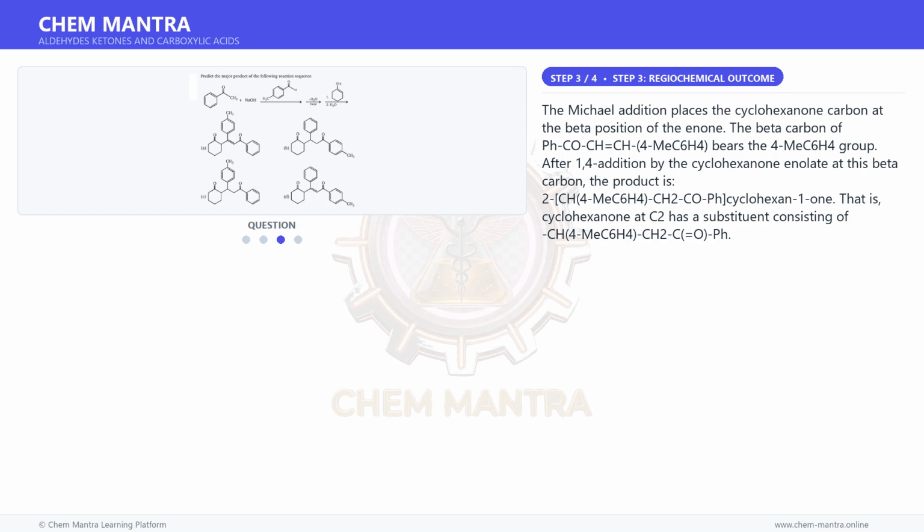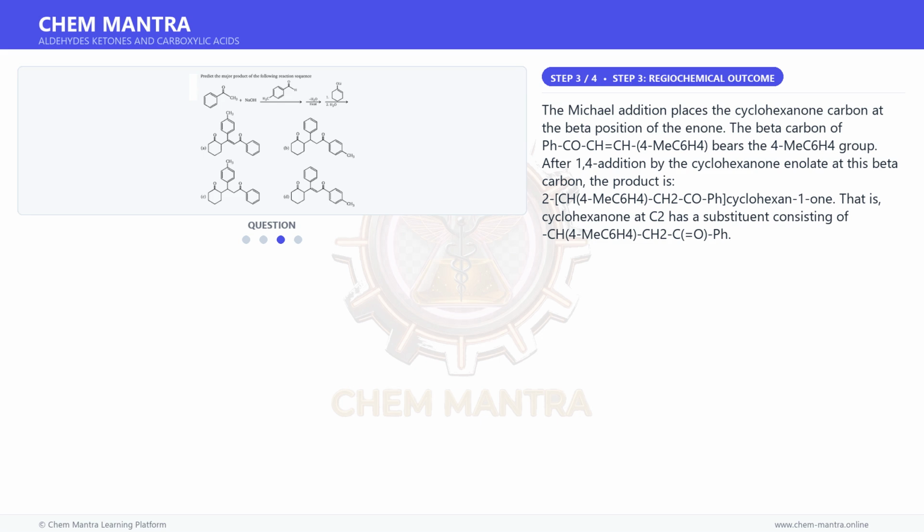Moving on to the next step. The Michael addition places the cyclohexanone carbon at the beta position of the enone. The beta carbon of PhCOCH=CH-4-MeC6H4 bears the 4-MeC6H4 group.